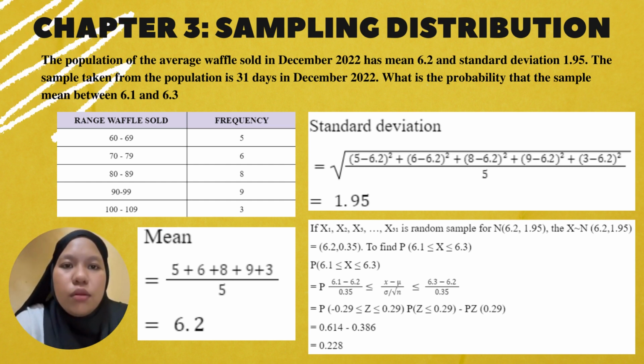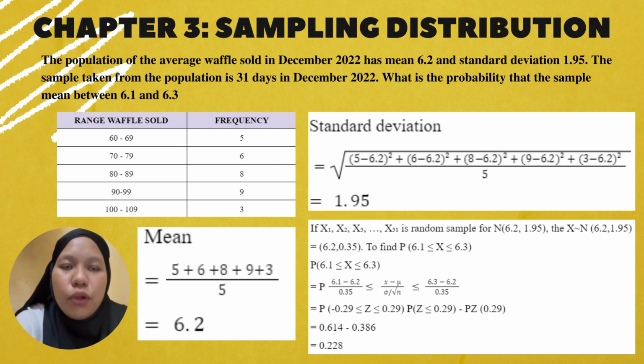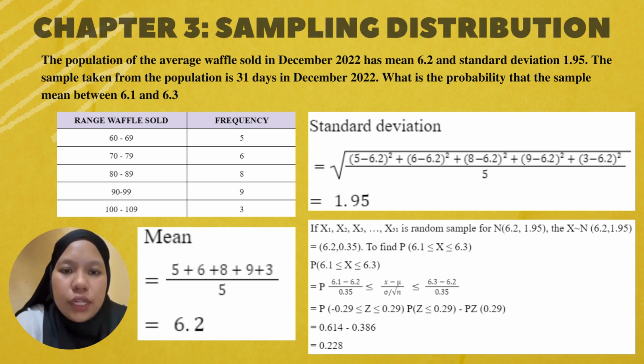After we get both values, we must subtract 0.614 and 0.386, and got the value 0.228.